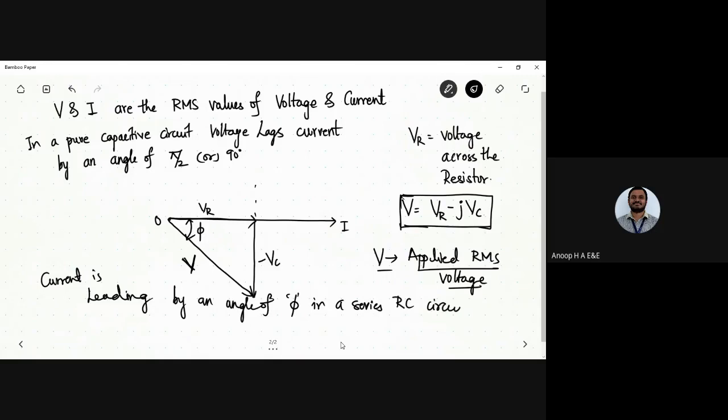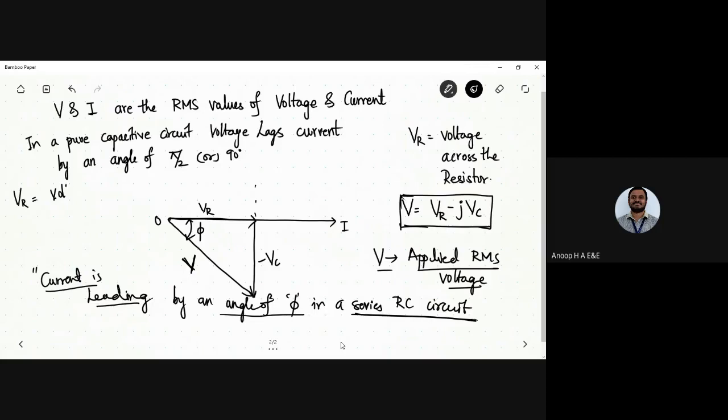The series RC circuit is an example of certain filters where it is generally used to minimize any ripple content which is present there. So in such circuits, you will be having the current leading by an angle of phi, which is applicable only in a series RC circuit.